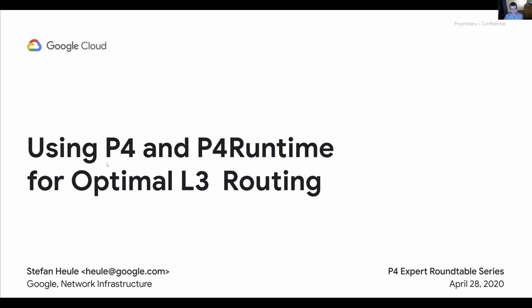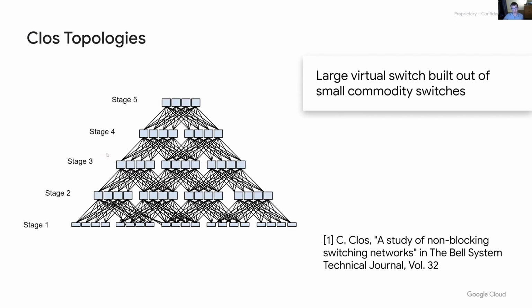As many of you know, the pervasive topology in data centers is called a Clos topology. A Clos topology is a hierarchical assembly of a lot of small, commodity switches that are relatively easy to buy, used to build what you can think of as a large virtual switch with many thousands of ports that allow you to connect the large number of servers in a data center.